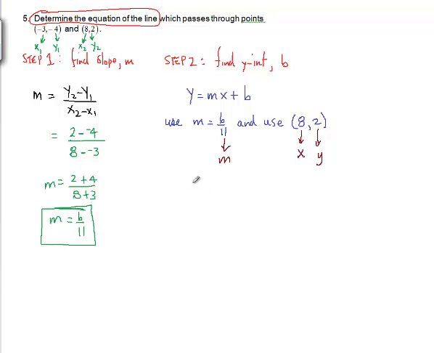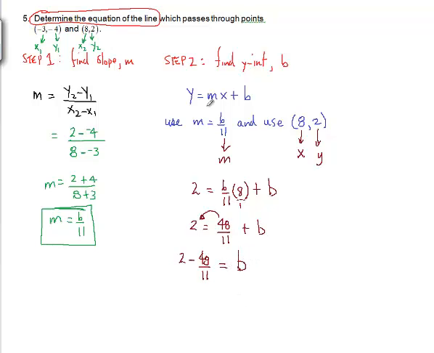So it becomes y equals mx plus b, so y is 2, equals m, which is 6 over 11, multiplied by x, which is 8, plus the one we're looking for, which is b, the y-intercept. So 2 equals, multiplying a whole number by a fraction, gives us 48 over 11. Just multiply the numerators, because the 8 is understood to be over 1. Plus b. Now solving for b means we have to isolate b, so we move the 48 over 11 to the other side. So we get 2 minus 48 over 11 equals b.